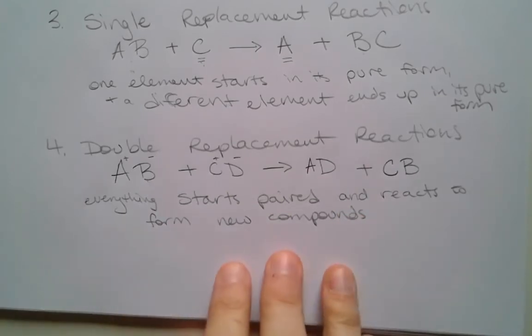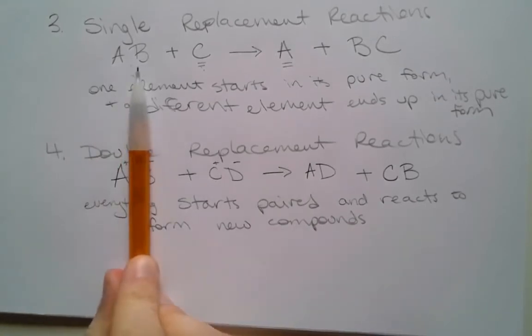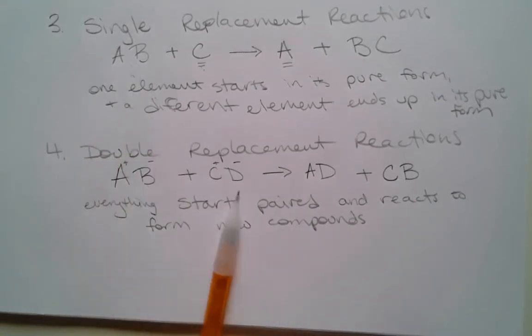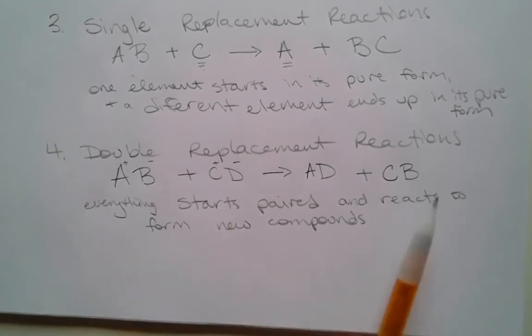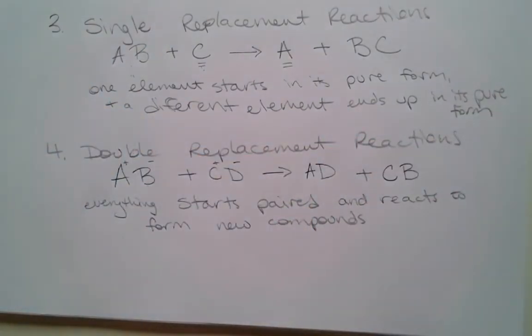In a single replacement, a single thing switches partners. In a double replacement, two things switch partners. So B has switch partners and D has switch partners. Or you can think of it as A has switch partners and C has switch partners. So it's a double replacement because it's kind of like a do-si-do. Everybody starts with somebody and then ends up with somebody else. Double replacement.